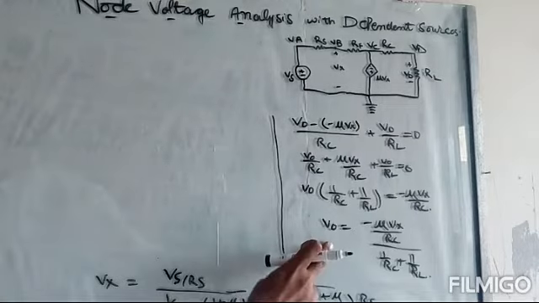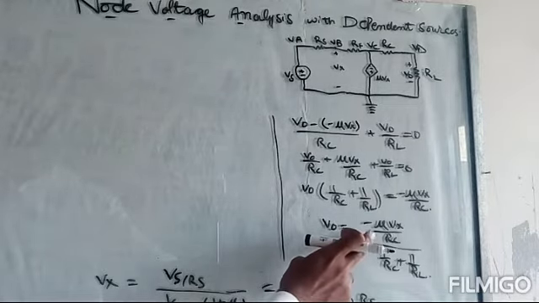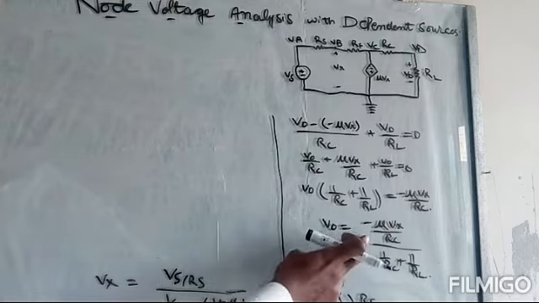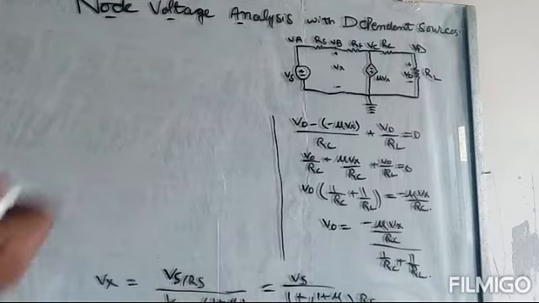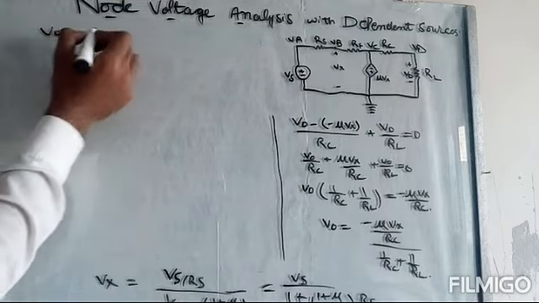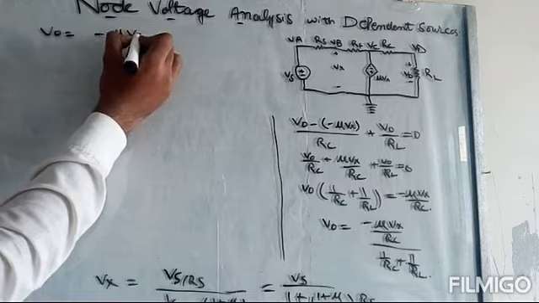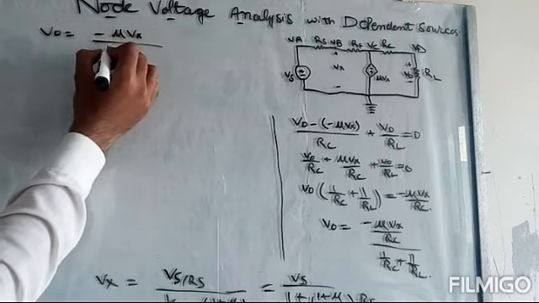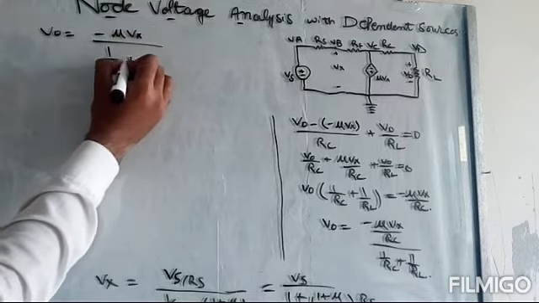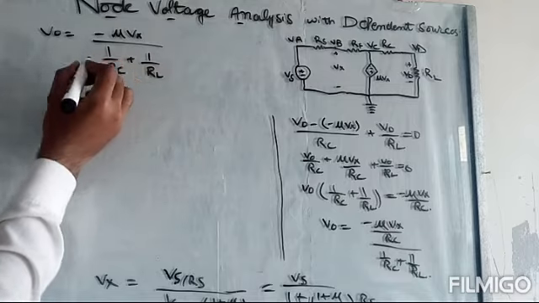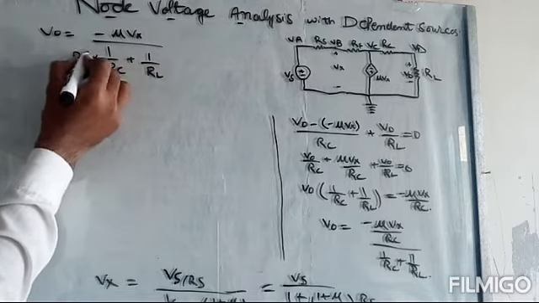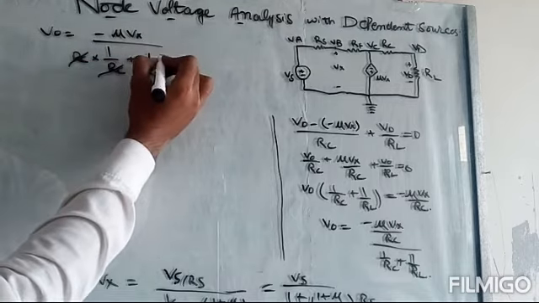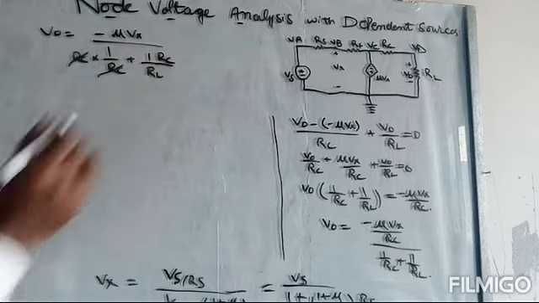So V0 is equal to minus mu Vx over Rc divided by 1 over Rc plus 1 over Rl. This Rc will be multiplied by this term, multiplied by Rc. This Rc will be cancelled with this and it will become Rc over Rl.